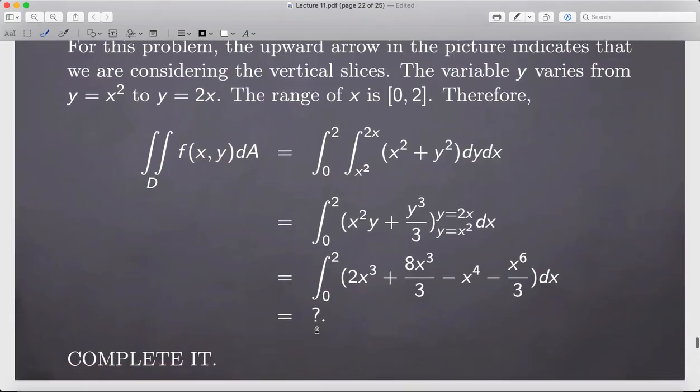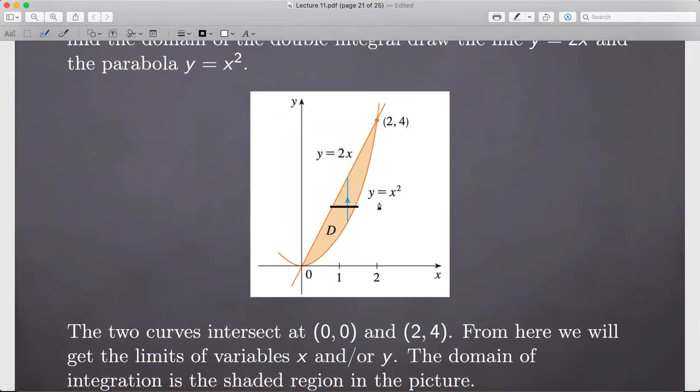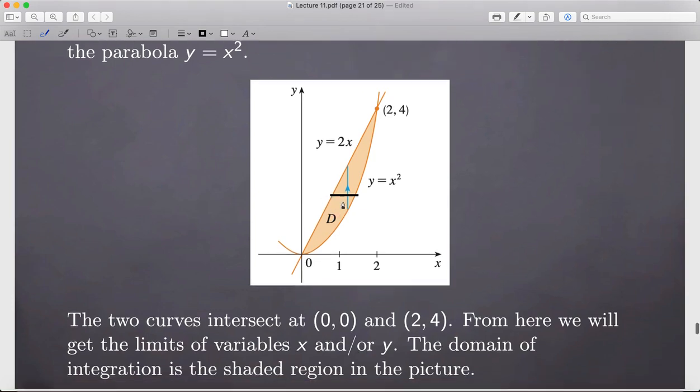I did not even complete it, so please complete it. But the point I am trying to make here is that you have to draw the picture and see whether we should consider the horizontal slices or the vertical slices. You have to decide depending on the problem. This problem is such that we can do either of the two. I could do this, and similarly I could have taken the limits for x in terms of y.